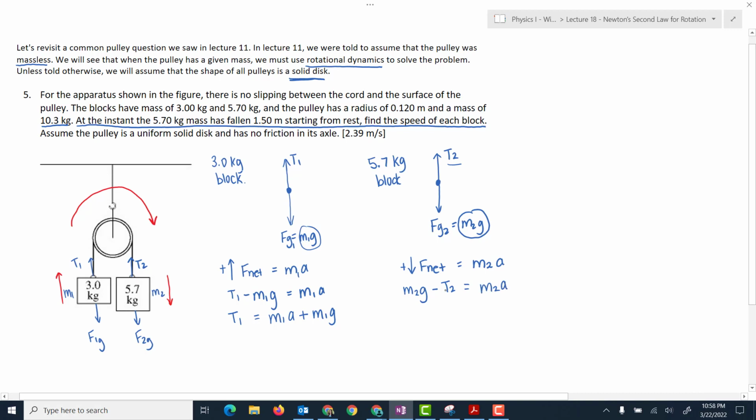Again, we're going to rearrange to solve for T2 this time. If we brought T2 to the other side to make it positive, and m2a to the left side, we'd get T2 is equal to m2g minus m2a. I imagined that I took the T2 to the right side and the m2a to the left side, but then I wrote it in reverse order so that T2 was on the left because it looks better that way. So now we have our equations for T1 and T2.